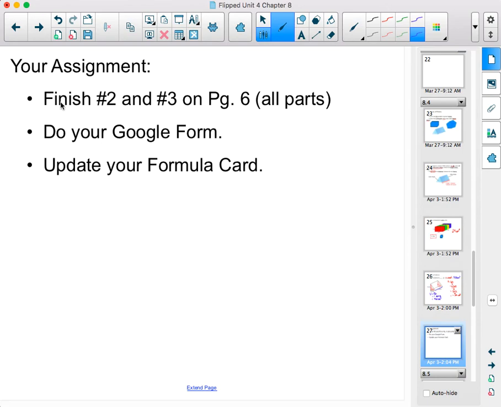Let's talk about your assignment. Don't forget to finish number 2 and number 3 on page 6. You must do all parts. That includes the naming, the big B, and the volume. Don't forget to do your Google form, and don't forget to update your formula card.